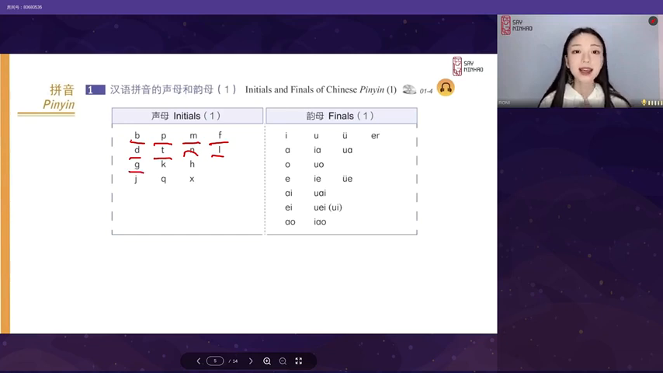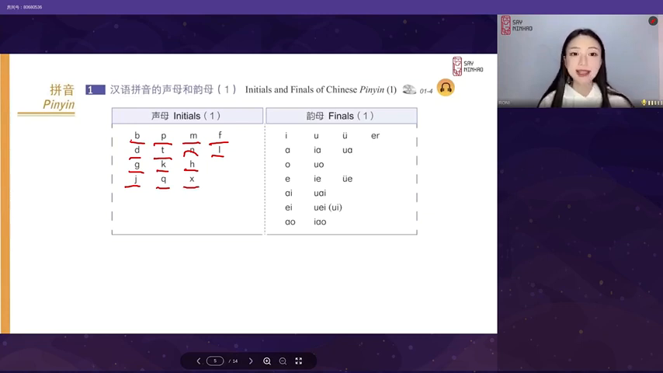Next one is ge. Use your throat. G, g. Next, k, k, k. Next one, h, h, h. Next, ji, ji, ji. Try to make your tongue touch your upper gum, okay? Next is qi, qi, qi. Touch your upper gum again.